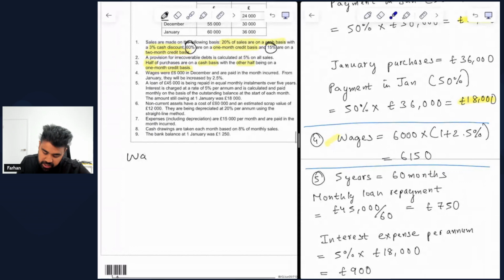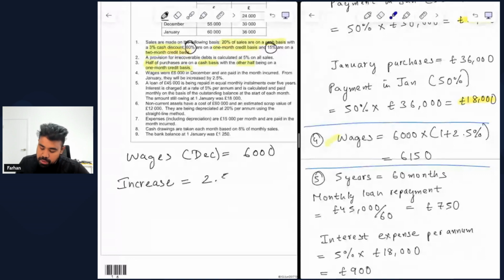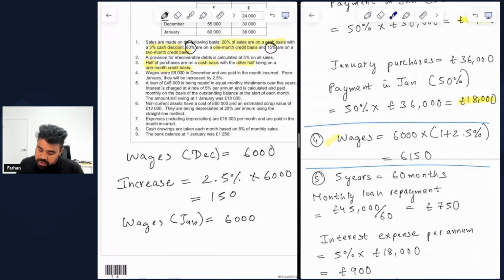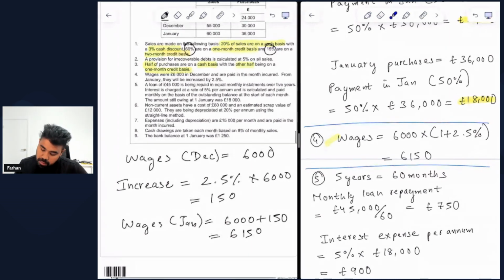So we understand that wages in December are £6,000. And we understand that there is going to be a 2.5% increase for the wages in January. So what we're going to do first is calculate the amount of the increase. So how do we do that? We take 2.5% and simply multiply it on the wages for December. You will see that gives us £150, which is the amount that we need to increase our wages for January. So the total wages for January in that case will be 6,000, which is the original wages from December, plus an additional 150 to account for the 2.5% increase that we are going to incur in the month of January. And on that basis, the total becomes 6,150. So you can also use this method if it's easier for you to understand.